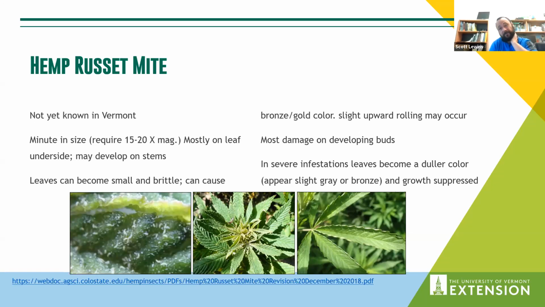In really, really severe infestations, you get sort of a gray or bronze in color. And that's when you get really serious suppressed growth. The russet mites can also get into the developing buds and do some serious damage there as well.